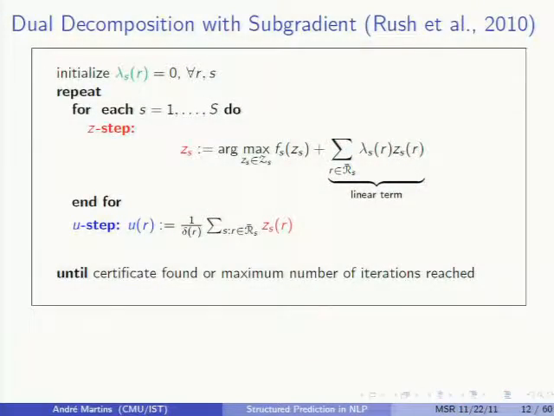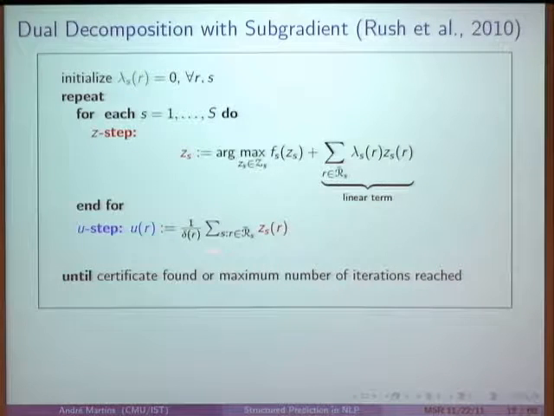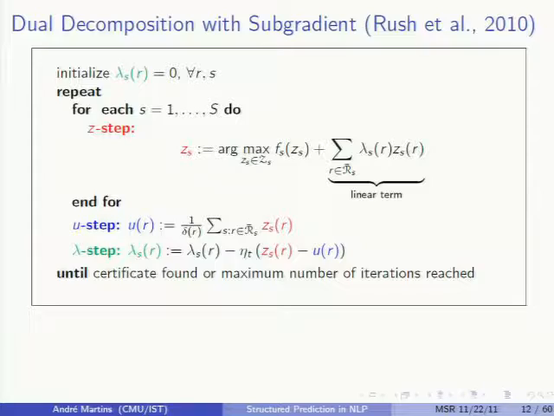And then we aggregate all the zs that we obtained in the z step. We compute the average. Here, this delta of r is essentially the number of components where the basic part r appears. So this is an average. You aggregate everything, average, and then you do an update of the Lagrange multipliers that essentially subtracts out the average. And there is a step size, eta t, which has to be diminishing and all that for this to converge.